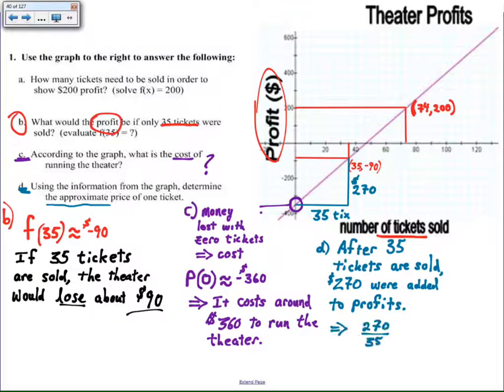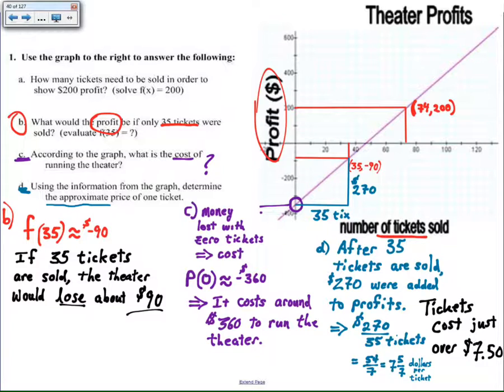I can form a ratio. The $270 for every 35 tickets means there's $54 for every 7 tickets, or 7.5 dollars per ticket. Translation, tickets cost just over $7.50. Now, it's not a perfect answer, but what I could do is back it up. If I had the space here, I could show that there's approximately 46 tickets to go from negative 360 up to 0. So if I did 360 divided by 46, that would give me another ratio. It will be near 7.50, but not exactly the same.